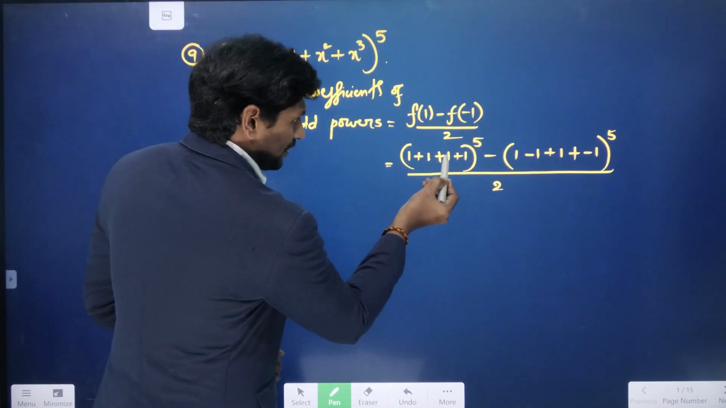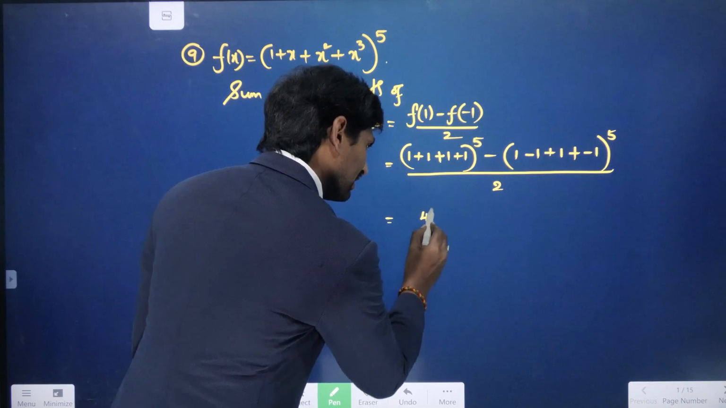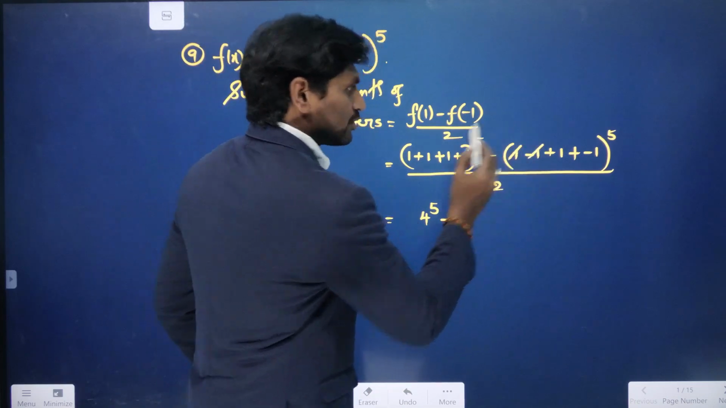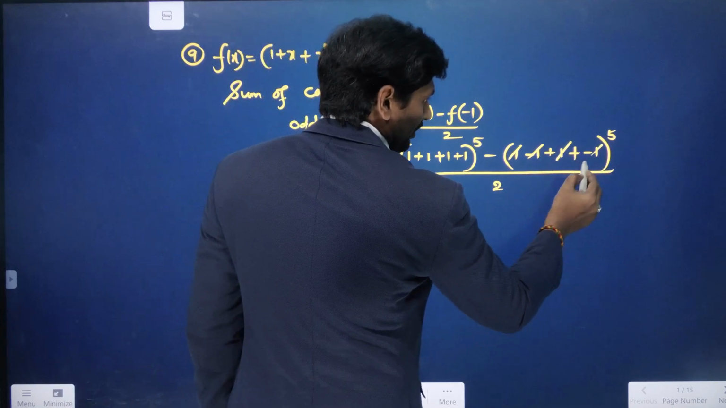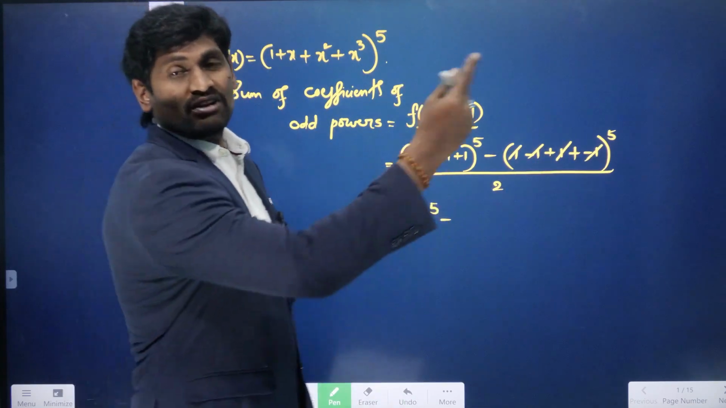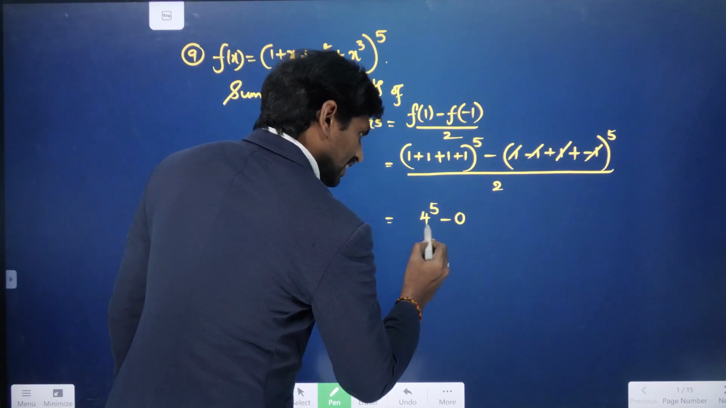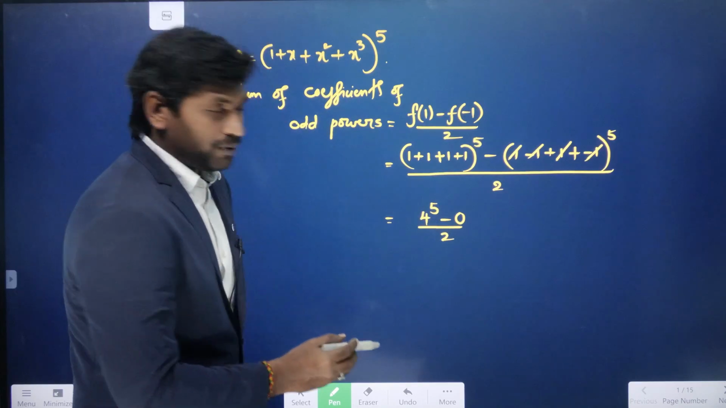Now 1 plus 1 plus 1 plus 1 is nothing but 4 power 5 we can write. Minus, plus 1 minus 1 cancel, and here also plus 1 minus 1 cancel, giving 0 power 5, and 0 power anything is 0, so the answer is 0 divided by 2. Now we have only 4 power 5 remaining.